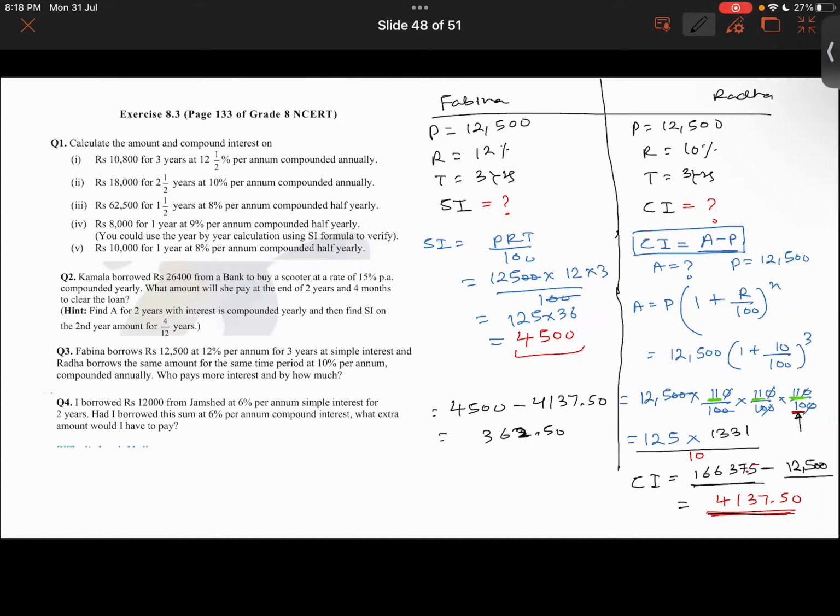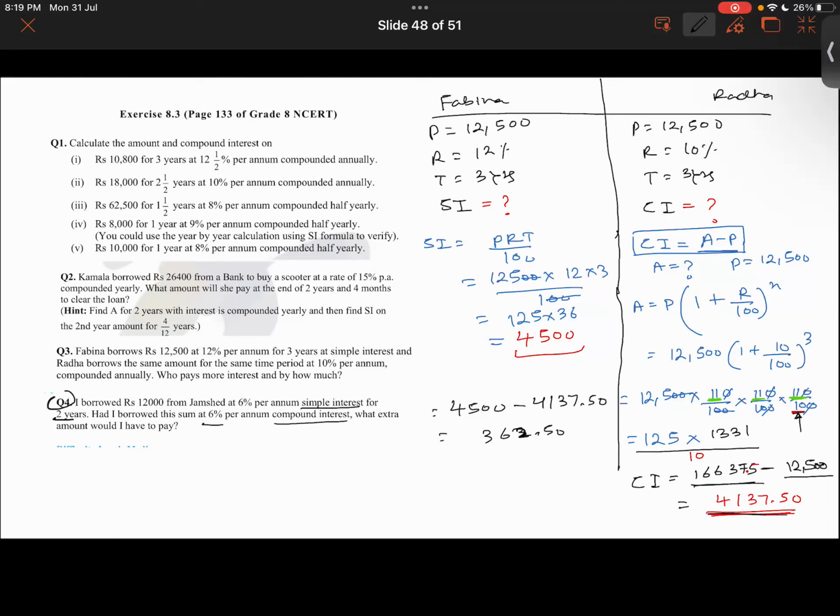Okay, similarly, question number 4, see this question here. In this question, principal is given, rate is given, and time period is also given. That is 2 years. But the question says that had I borrowed this sum, 12,000 at 6% per annum compounded interest, earlier I took this amount from Jamshed at simple interest. Now, if I were to borrow the same amount at compound interest, what extra amount will I have to pay to him?